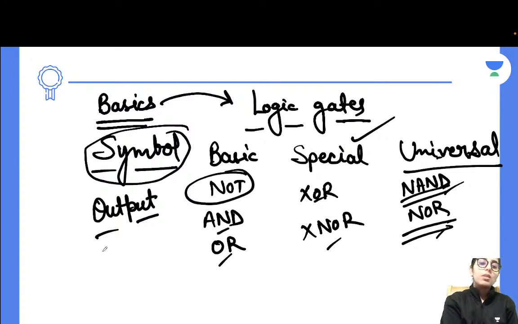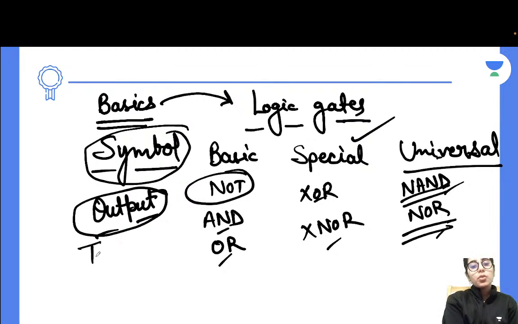Is it A dot B? Is it A plus B? Is it going to be plus? It doesn't mean addition here, but it means a particular symbol. Means it can be the OR gate operator, AND gate operator, like that. Okay, XOR, so is it AB plus A bar B bar, A bar B plus A B bar, like that. So in that way you need to prepare the output expressions.